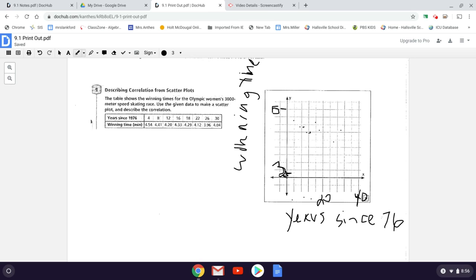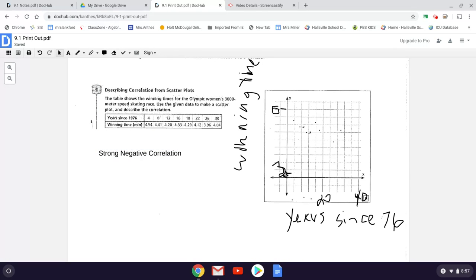All right, so I went ahead and finished graphing this, and you can see that there's a negative slope going down right here, and the points seem to be pretty close together. So I would label this as a strong negative correlation, and that's how I would describe this.